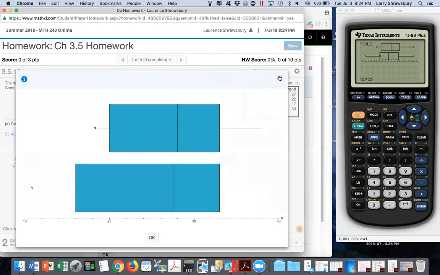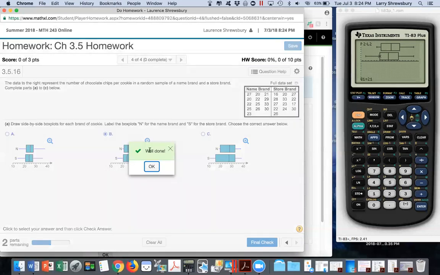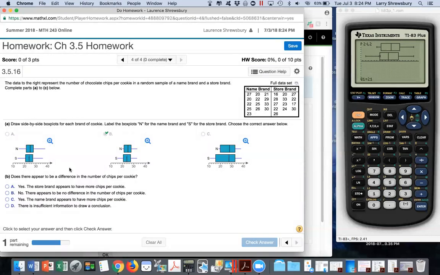All right, so I found fault with this one. I could find fault with this one. Couldn't find fault with this one. So we only get one chance here. Final check. All right. Then, of course, you'll go ahead and answer the other questions in here. But I just wanted to make sure that you knew how to do this on your calculator.